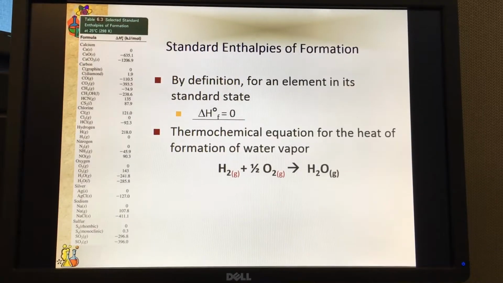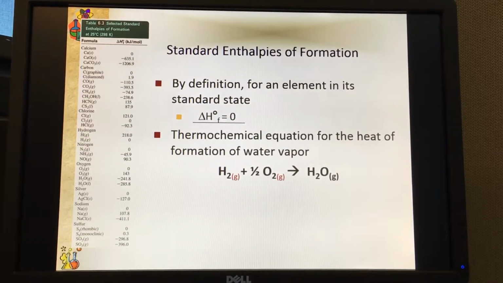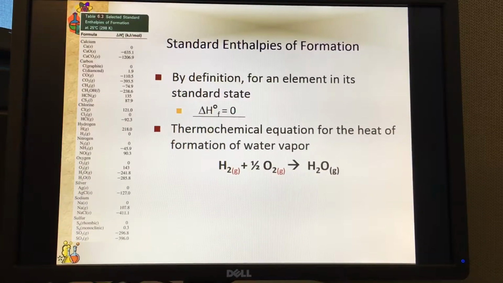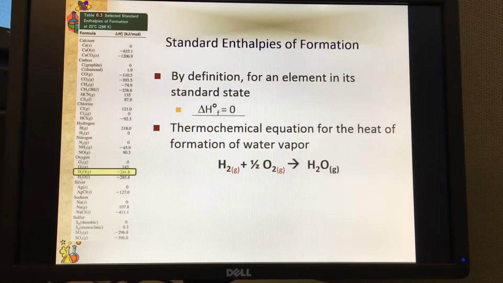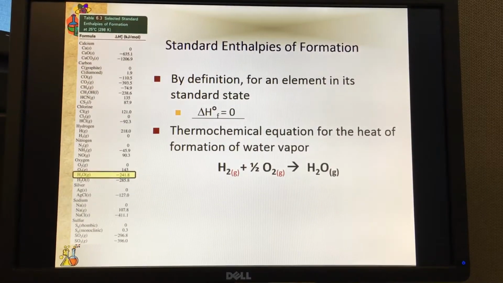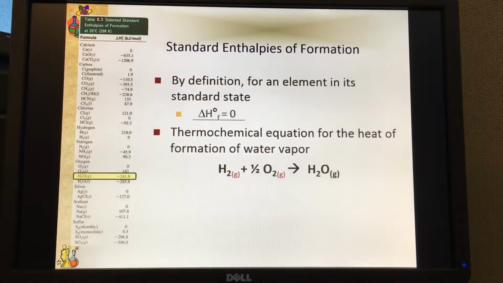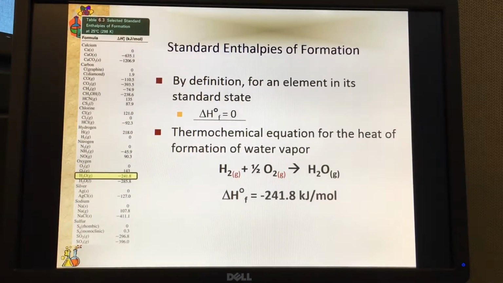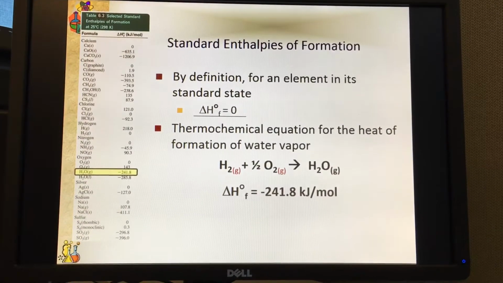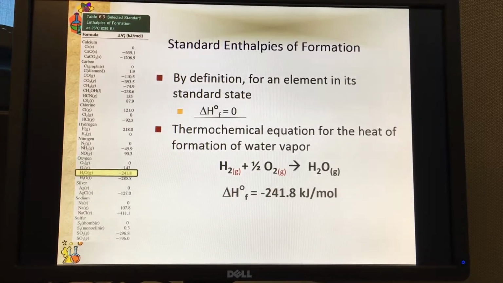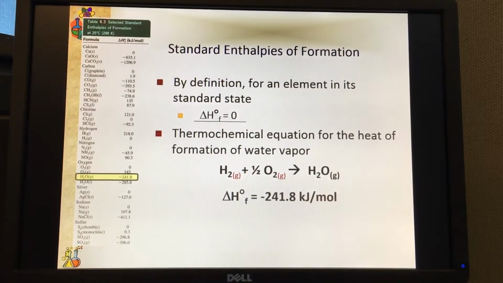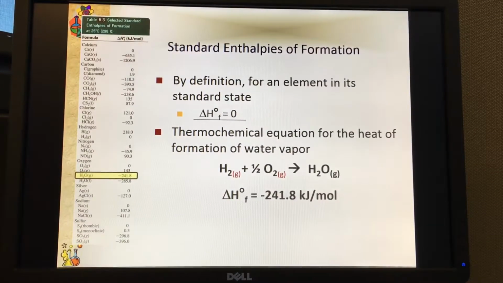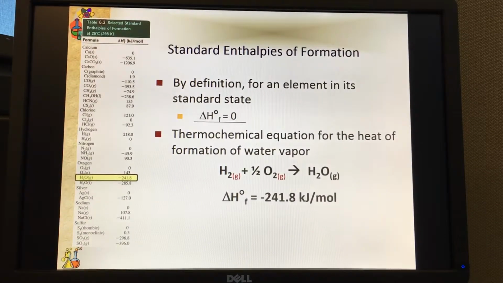So when water vapor forms, 1 mole of hydrogen gas will react with half a mole of oxygen to make 1 mole of water in a gas phase. The enthalpy of formation is circled here in the table for water in a gas form. When 1 mole of water forms as a gas, negative 241.8 kilojoules per mole is associated with that formation. Or when 1 mole of water is produced in a gas form, 241.8 kilojoules are released.